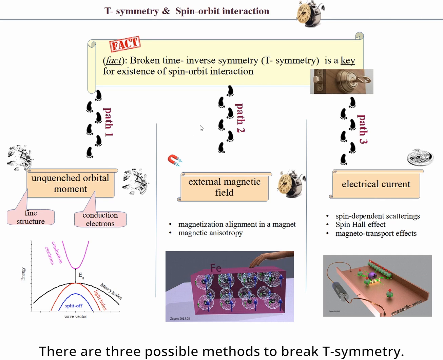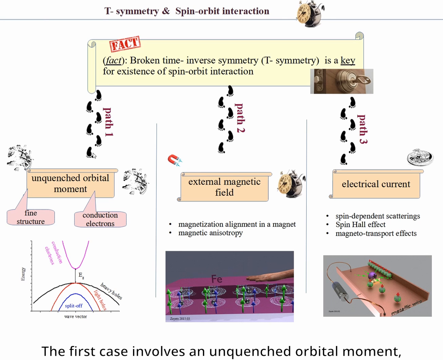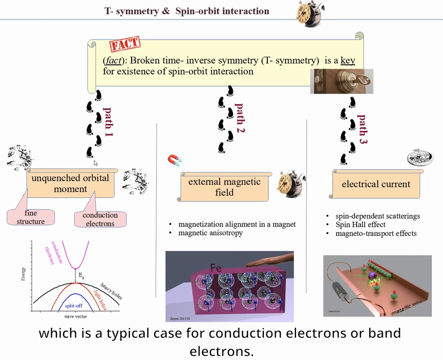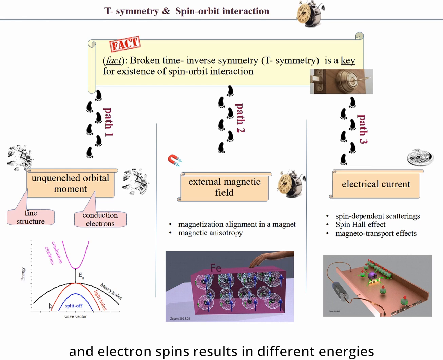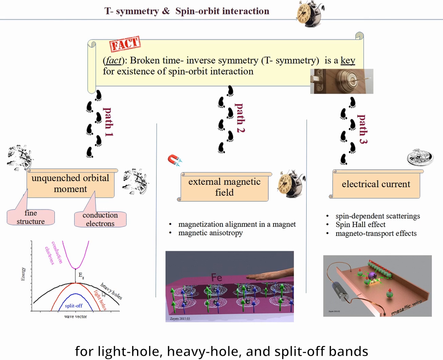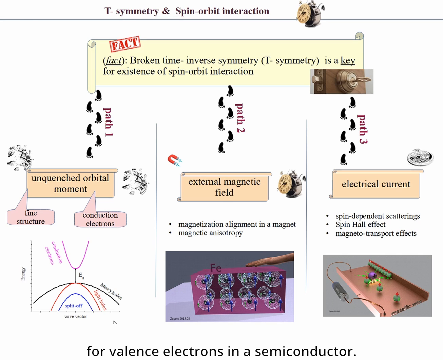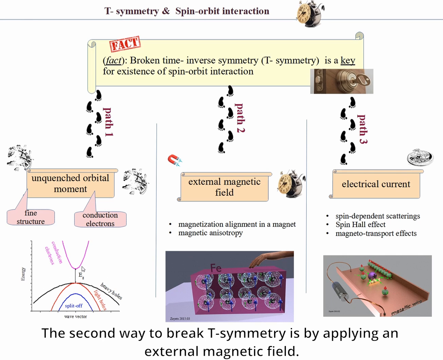There are three possible methods to break T-symmetry. The first case involves unquenched orbital moment, which is a typical case for conduction electrons or band electrons. This interaction between the magnetic field of spin-orbit interaction and electron spins results in different energies for light hole, heavy hole, and split-off bands for valence electrons in a semiconductor.